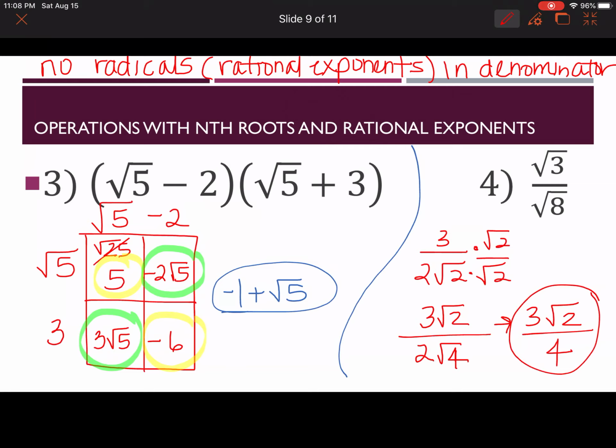Notice that we cannot reduce, do not try to reduce the square root of 2 and 4. You cannot touch a square root unless you're taking out a perfect square, but you cannot divide that square root of 2 by 4. It cannot be reduced. That is your final answer.